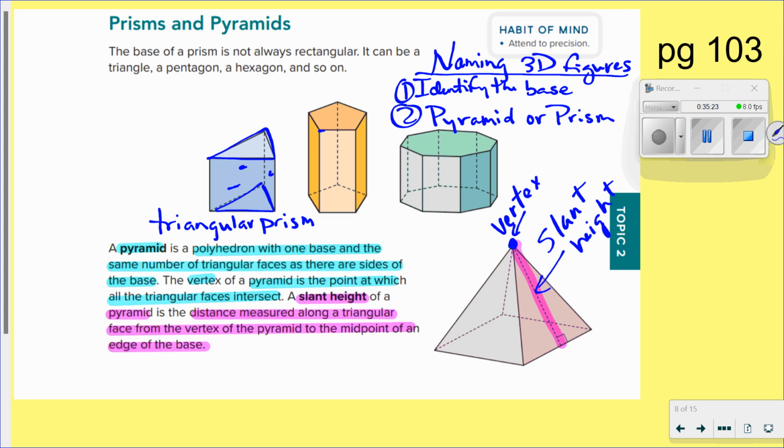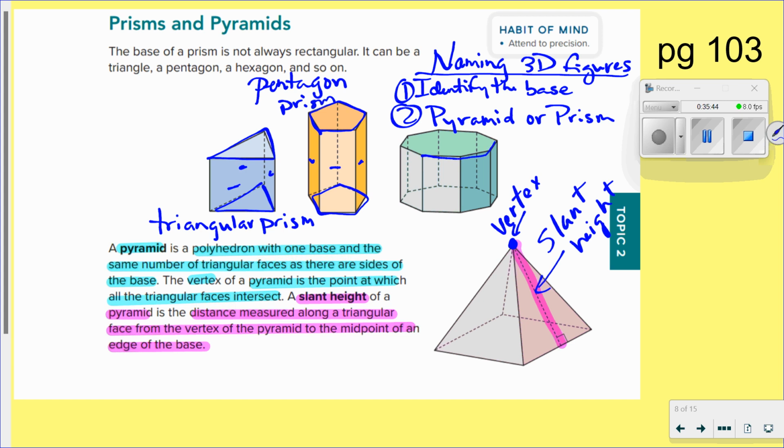Our second one, again, I look at my base shape. What shape is that? It has 5 sides. Pentagon. So this would be a pentagon prism, as my sides, again, are all rectangles all the way around it.